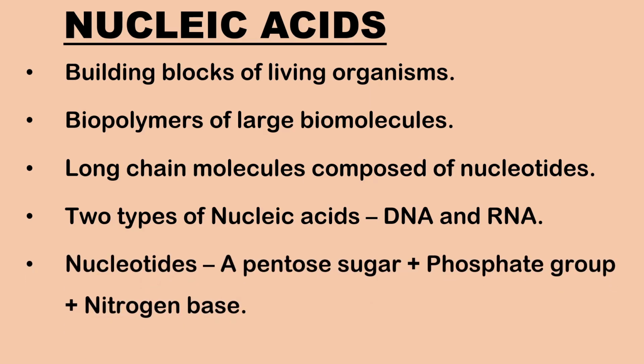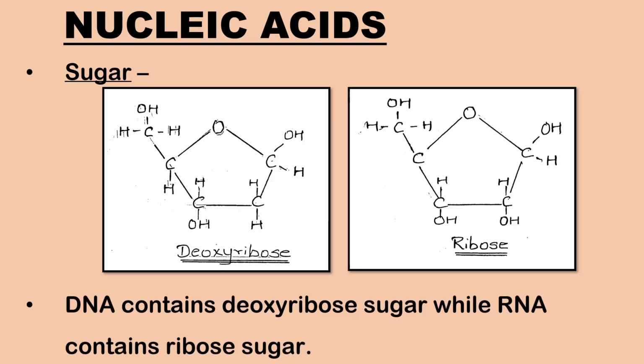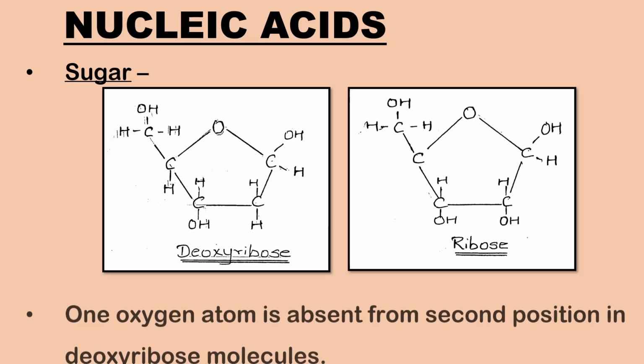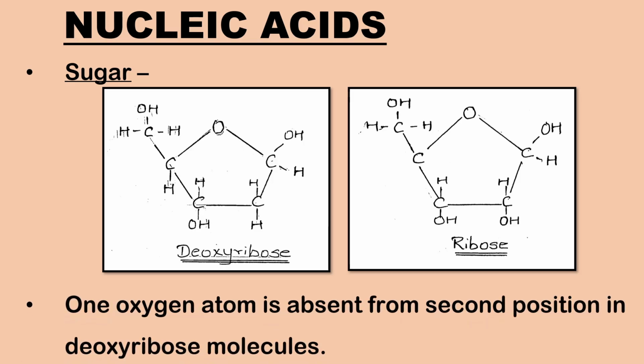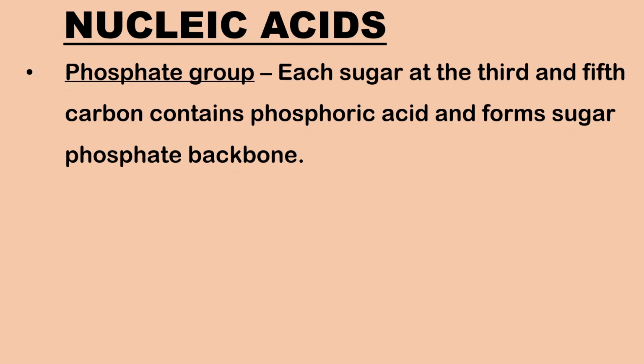Each nucleotide consists of three parts: a pentose sugar, phosphate group, and nitrogen base. DNA contains deoxyribose sugar, while RNA contains ribose sugar. One oxygen atom is absent from second position in deoxyribose molecules. Each sugar at the 3' and 5' carbon position contains phosphoric acid and forms the sugar phosphate backbone.